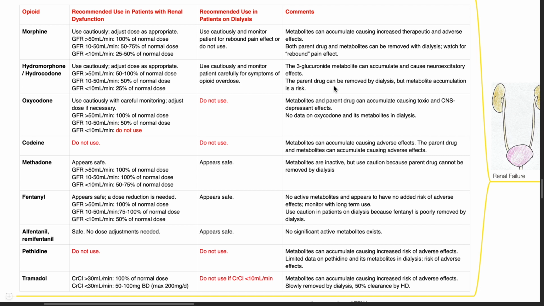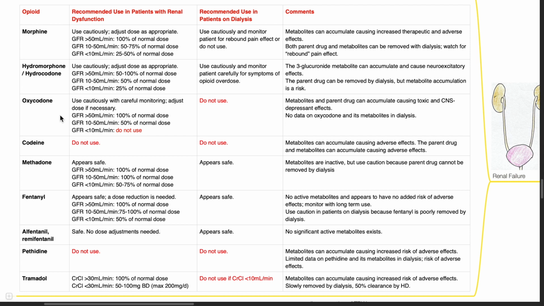For oxycodone, use cautiously with careful monitoring in patients with renal dysfunction and adjust dose if necessary. For GFR of more than 50 ml per minute, use 100% of normal dose. For GFR of 10 to 50 ml per minute, use 50% of normal dose. For GFR of less than 10 ml per minute, do not use oxycodone. Do not use oxycodone for patients on dialysis. Metabolites and parent drug can accumulate and cause toxic and CNS depressant effects. There are no data on oxycodone and its metabolites in dialysis.